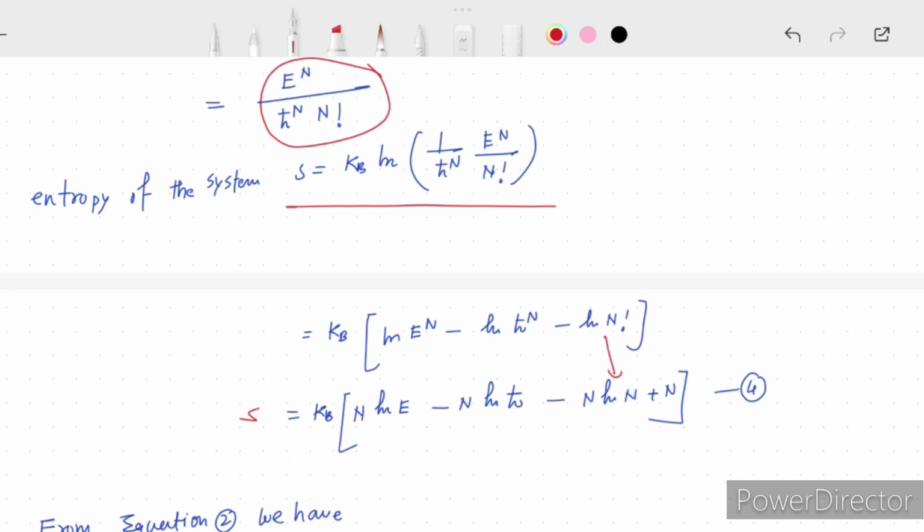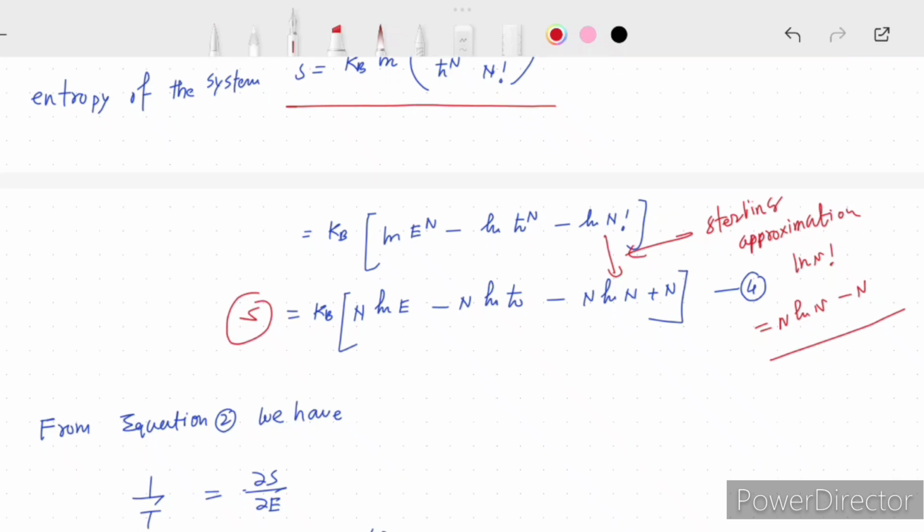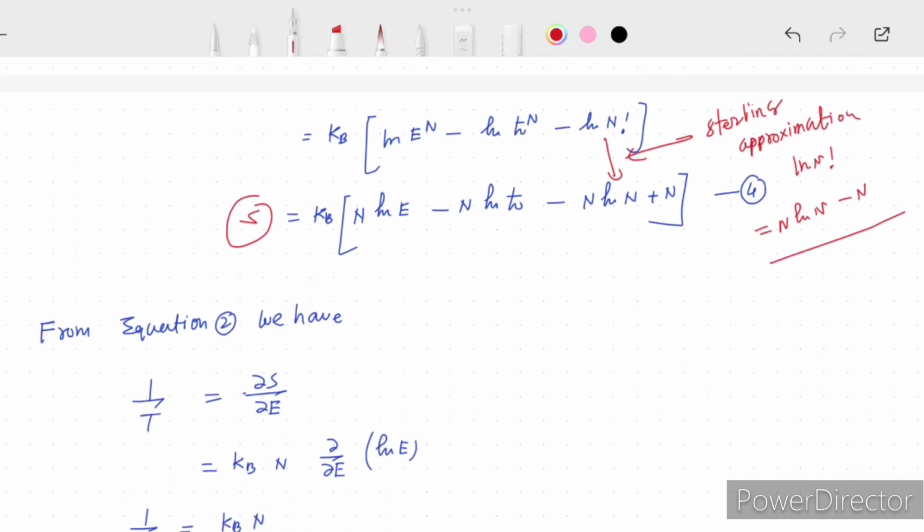From this we use the Stirling approximation, that is ln n factorial is approximately n ln n minus n. We use this Stirling approximation. So this is equation number 4. Now from this equation it is very important to calculate the temperature of the system. We have the thermodynamic relation 1 upon T equals del S upon del E. So differentiate equation number 4 with respect to E.